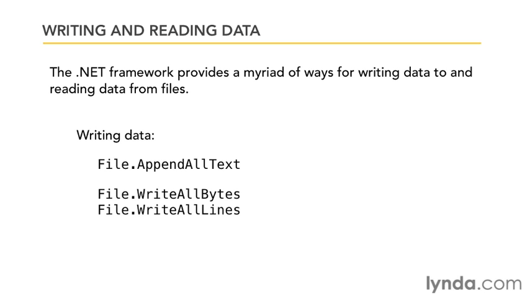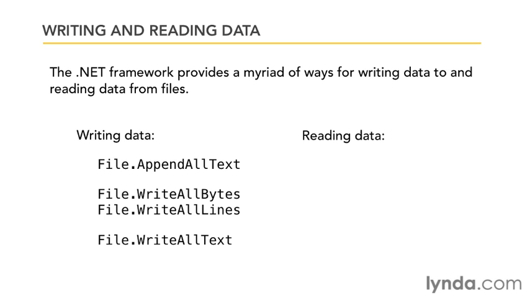There's WriteAllBytes and WriteAllLines, which, as their names imply, for WriteAllBytes, you can just give it an array of bytes. For WriteAllLines, you give it an array of strings, and it will write out the content of the file. And then there's File.WriteAllText. Now, unlike AppendAllText, WriteAllText will replace the existing contents of the file. So if you want to just replace the content, use WriteAllText. If you want to add to the existing content, use AppendAllText.